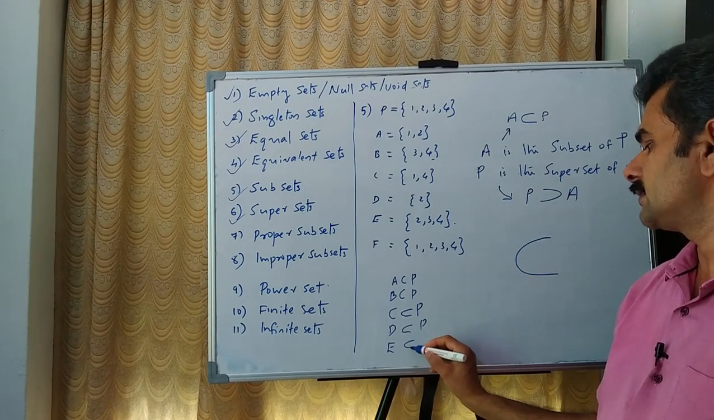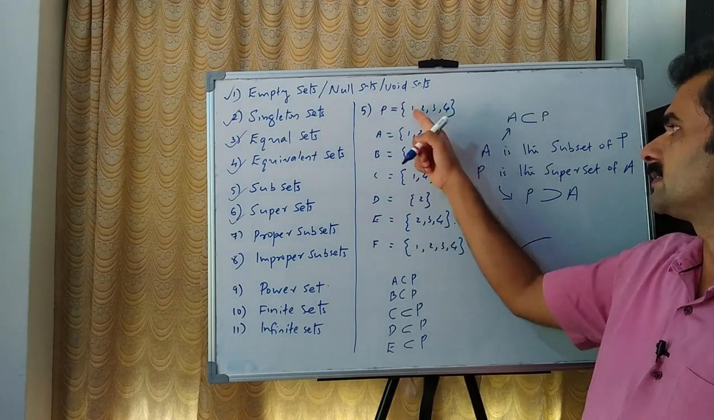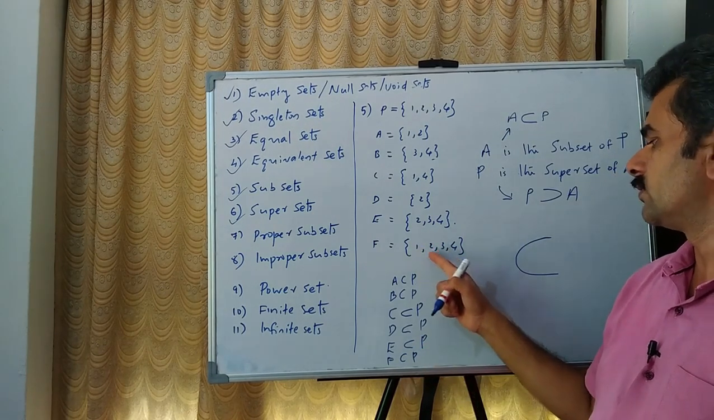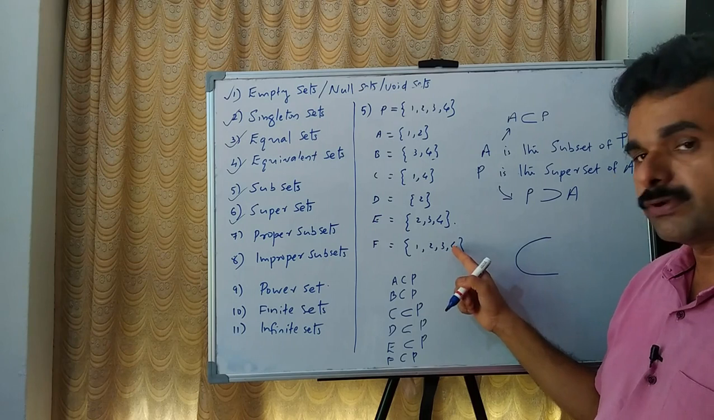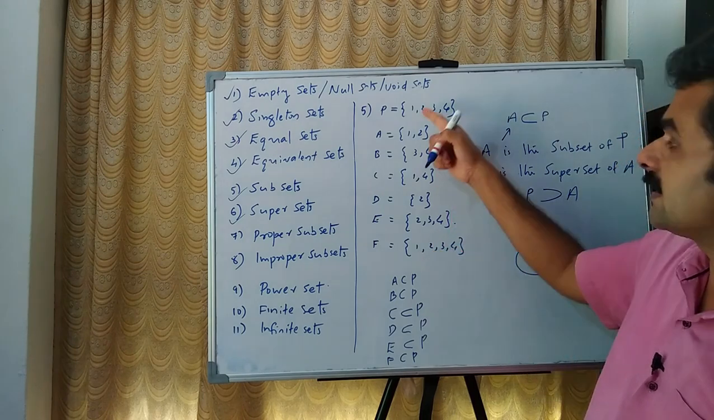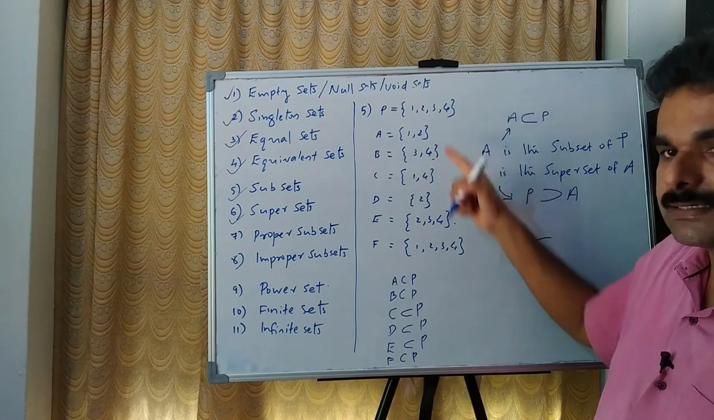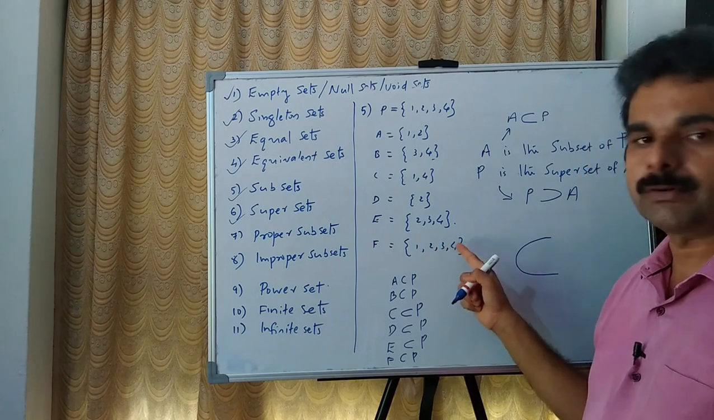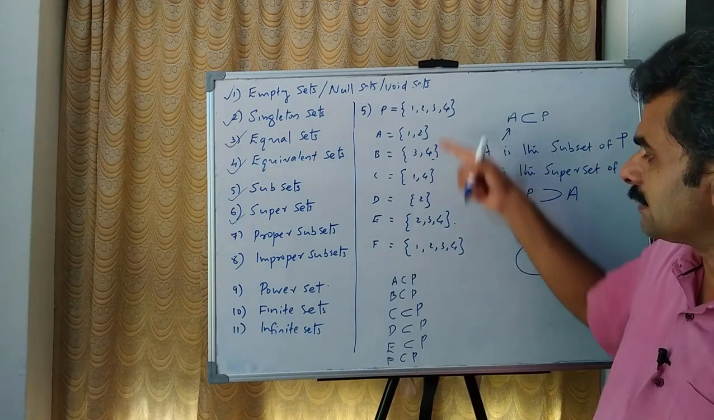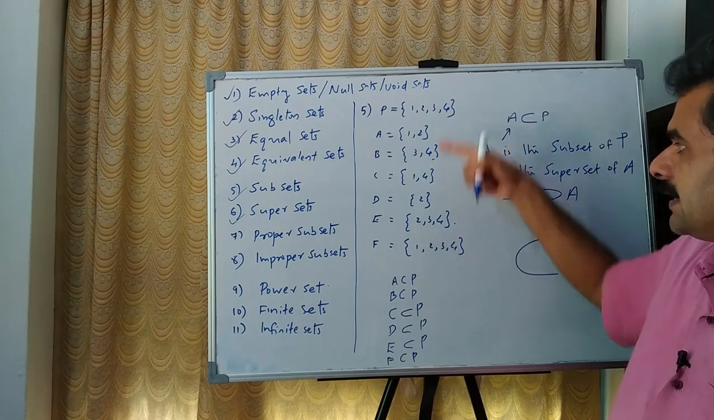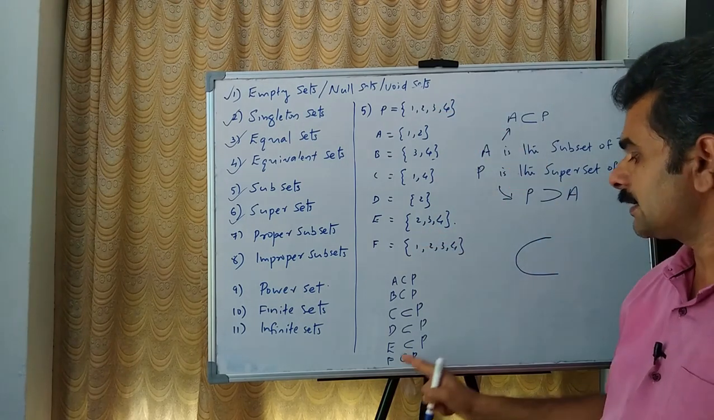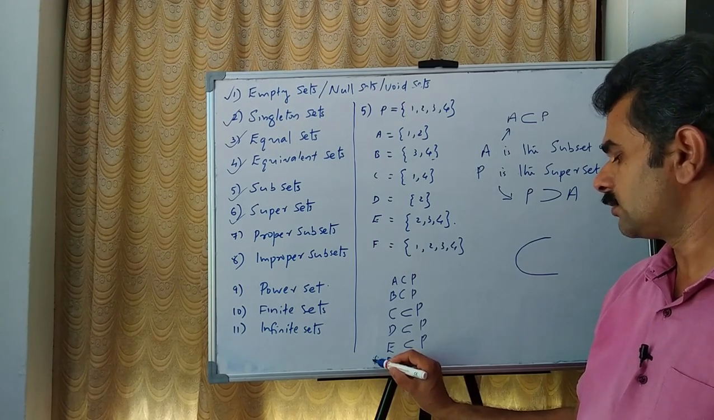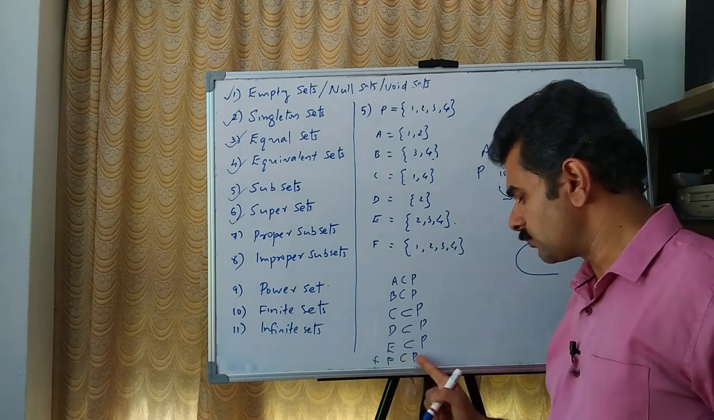E is also a subset of P. 2, 3, 4 can be seen here. F is also a subset of P. Clear? Because in F, 1, 2, 3, 4 can be seen here. They are equal sets, but subsets too, isn't it? So this F, 1, 2, 3, 4, is an equal set to P because they are the same sets, isn't it? They are equal sets and subsets too. So this is a special case. See, important: F is a subset of P but equal.